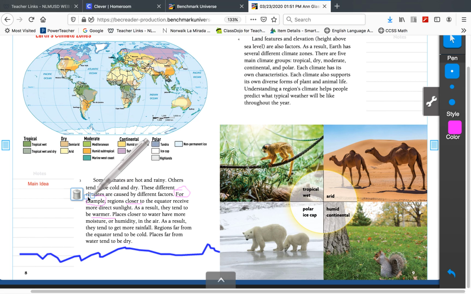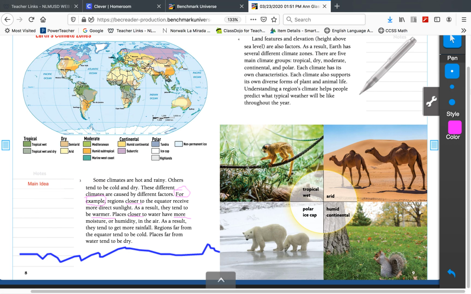Let's see what example they're giving us. These different climates are caused by different factors. For example, regions closer to the equator receive more direct sunlight. As a result, they tend to be warmer. Places closer to water have more moisture or humidity in the air. There's some more comparatives. Closer, more.